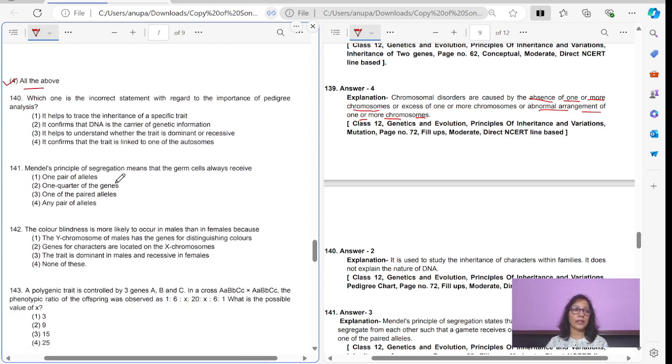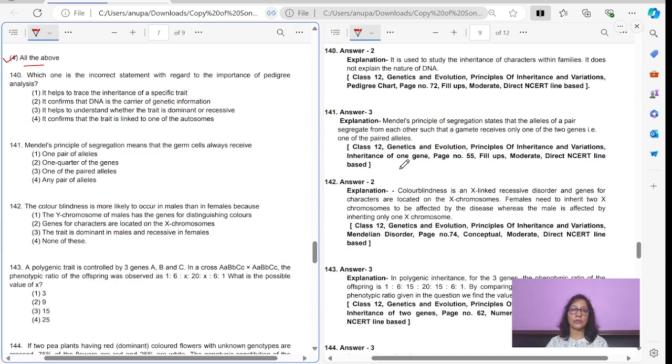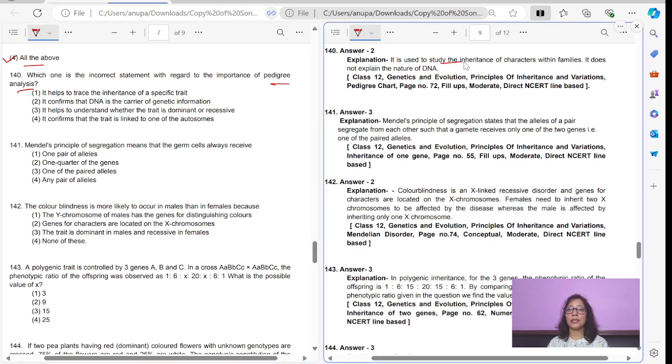Now, let's move to the next question, that is 140. Which one is the incorrect statement with regard to the importance of pedigree analysis? So we know that pedigree analysis is used to study the inheritance of characters within the family, and it does not explain the nature of the DNA. It only helps to study the inheritance of characters. So let's read the options.